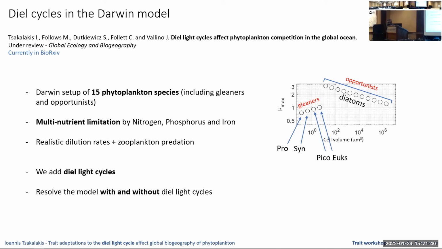slower turnover rates in oligotrophic environments compared to upwelling regions, where you have fast regeneration. And what we do is we add diel light cycles and we run the model in two scenarios, one with diel cycles and one without, so we can compare them.